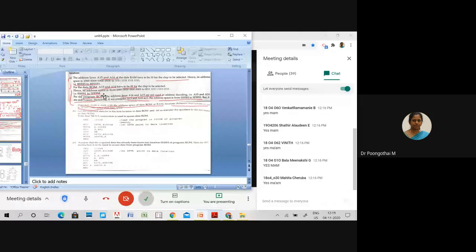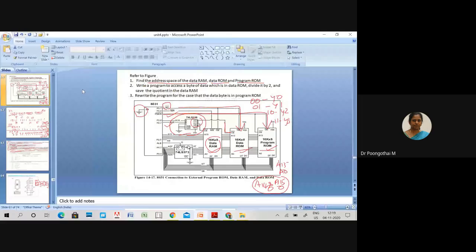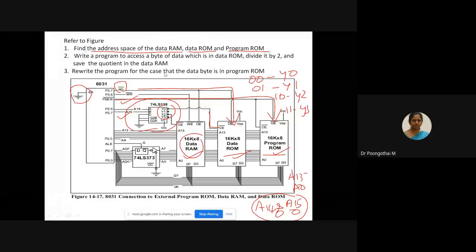Okay. So the next statement is, rewrite the same program for the case that the data byte is in program ROM instead of data ROM. You have to access the data from program ROM, divide that number by 2, and save the quotient in the data RAM. That is the problem statement. To access data bytes in program ROM, we have to use the MOVC instruction instead of MOVX. That is the difference. Whatever element you are accessing from program ROM, for that case we have to use the MOVC instruction.